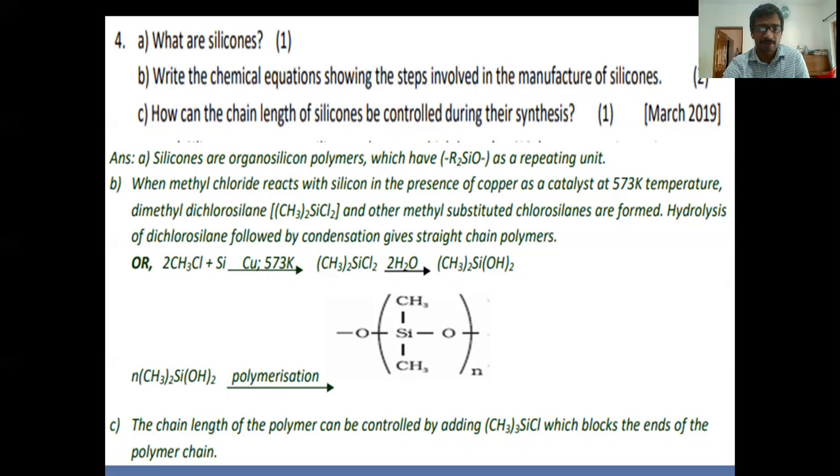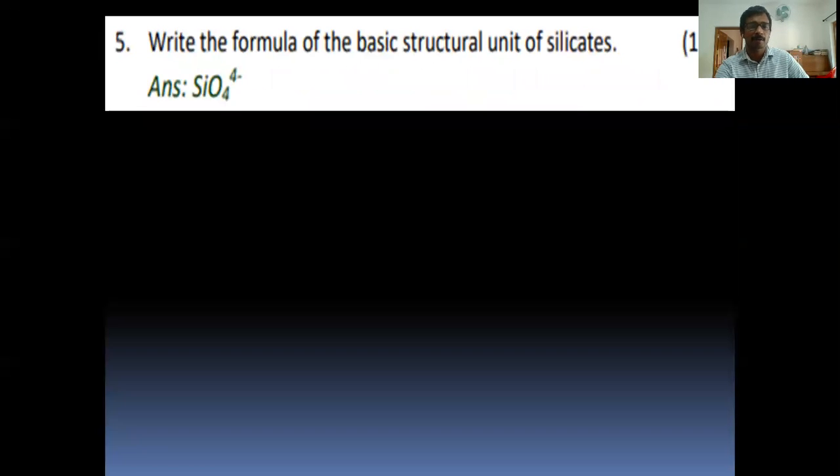How can the chain length of silicones be controlled during their synthesis? It is asked only once, but very important. You please note it. If you can write it, you will get the complete mark. Very simple thing. By the addition of (CH3)3SiCl, if you can write it, that will help you to score the complete mark. By the addition of (CH3)3SiCl, that is enough. Okay, now we can go to the next question.